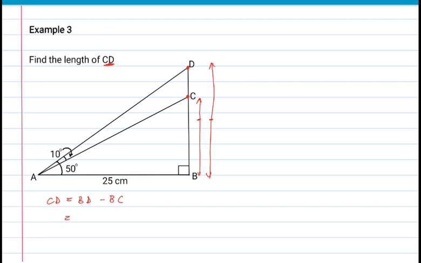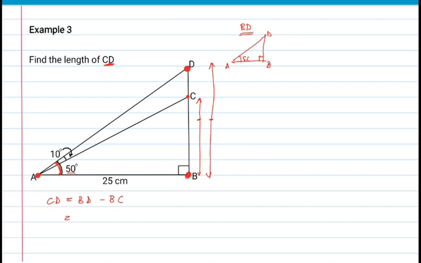So we now have a task to find BD and BC. Let's look at our calculation for finding BD. Here we have B and we have D, which means it's a bigger triangle. So we just try to represent the bigger triangle here, where we have our B and our D, and our angle here is coming from the bottom going to the top, so our angle is 50.